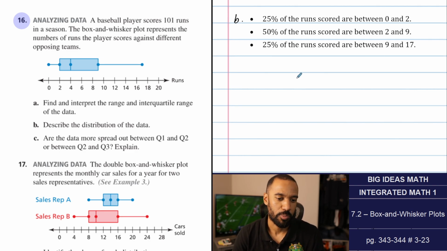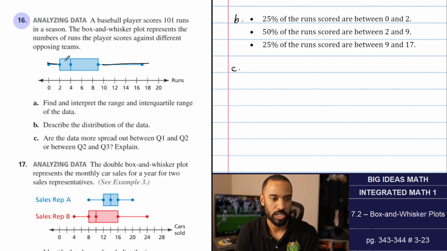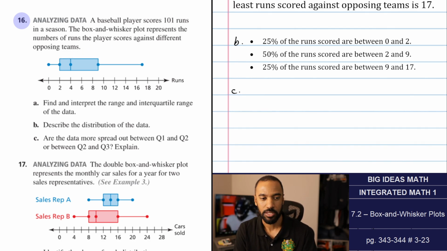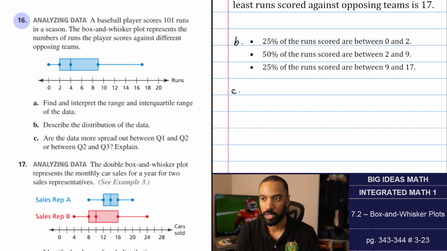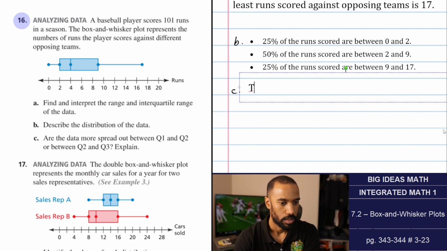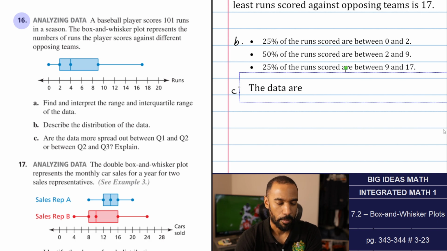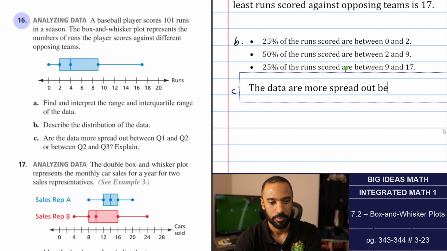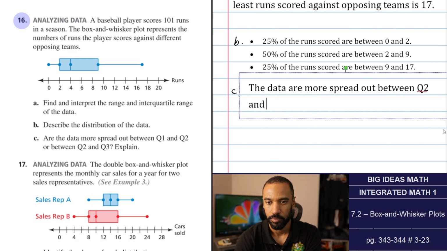Part C, are the data more spread out between Q1 and Q2 or Q2 and Q3? They're not asking about the whiskers. They're asking about the parts of these parts right here, between this and that. Whichever one's longer is the answer, and that's between Q2 and Q3. That half of the box is longer. So on 17C, the data are more spread out between Q2 and Q3, because that half of the box is longer.